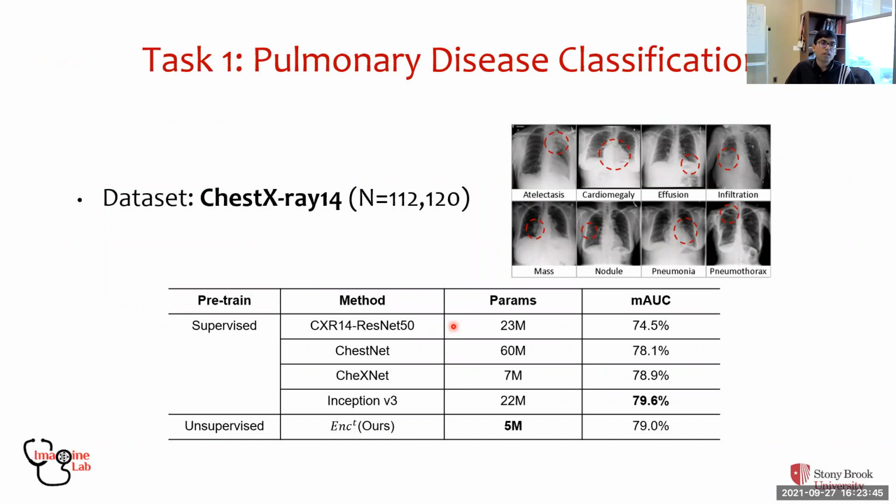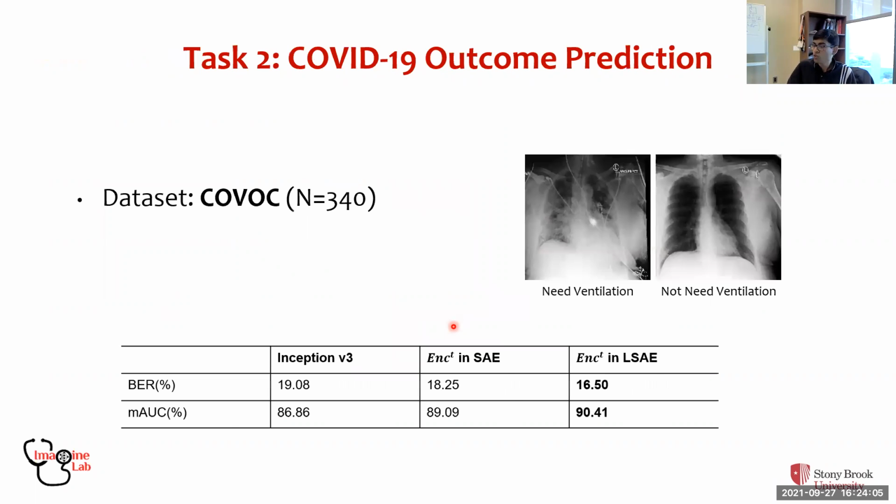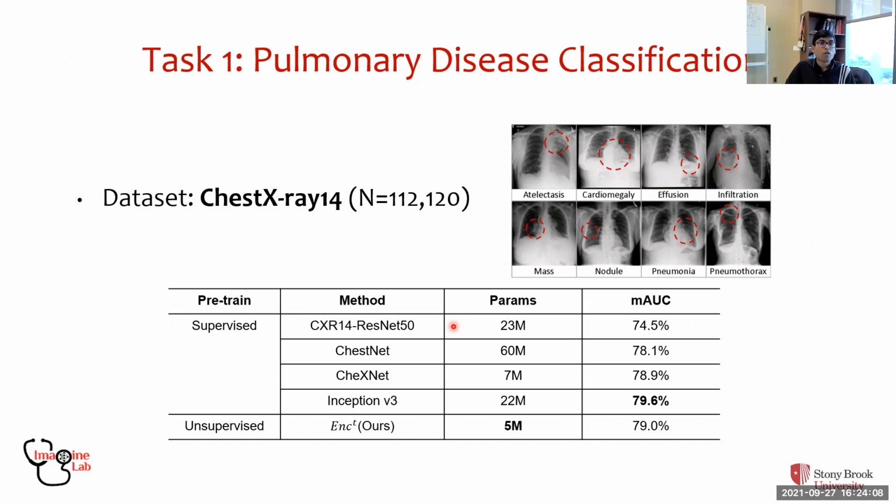So after the lung swapping autoencoder was trained, we applied it to perform two downstream tasks. First, we used the texture encoder in the LSAE, or the lung swapping autoencoder, to do pulmonary disease classification on a very large chest X-ray 14 dataset. Now, this dataset has close to 100,000 images with different kinds of diseases such as effusion, infiltration, pneumonia, pneumothorax, and so on. So we use this method to encode the structure representation and then use it for downstream classification of these different diseases in the chest X-ray 14 dataset.